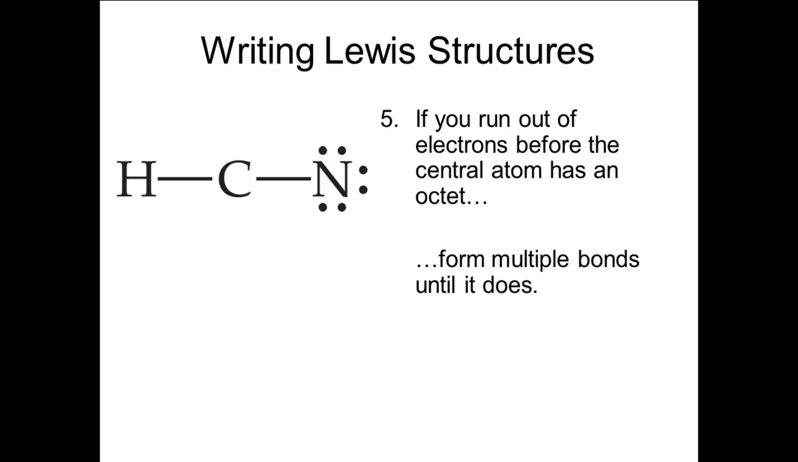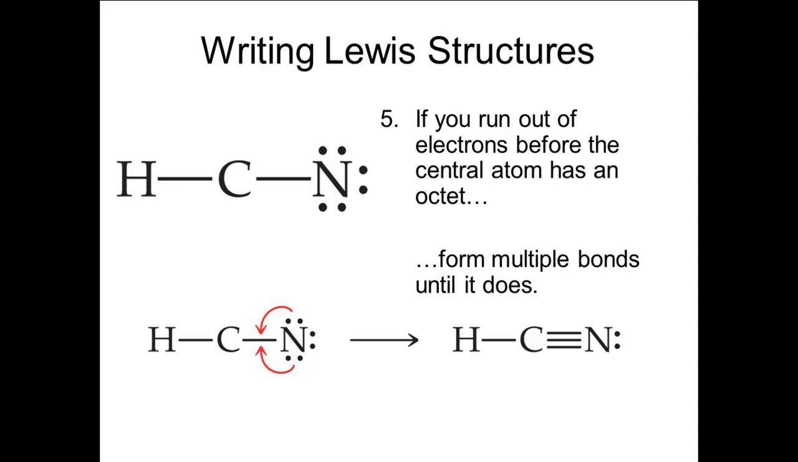In that case, you need to make more bonds, because shared electrons help fill the valence shells of both atoms, so fewer electrons are needed. We move electrons from the nitrogen to make enough bonds to fill the carbon. In general, make multiple bonds with the central atom until everything is filled.